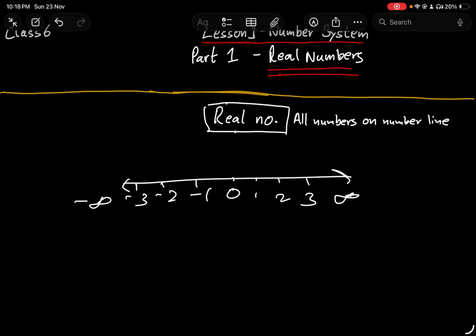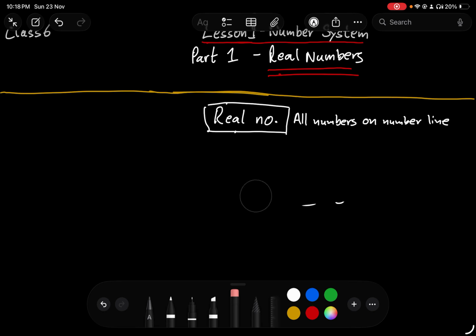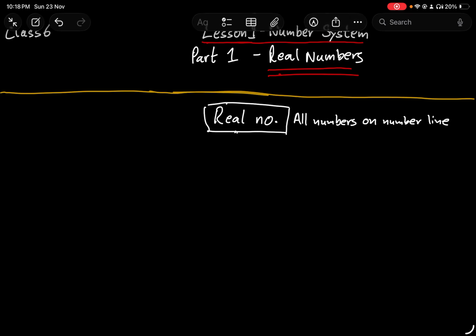So as you go to the left on the number line, the numbers decrease, and as you go to the right of the number line, the numbers increase. So surprisingly, for some people, minus 3 is less than minus 1, but 3 is greater than 1. So real numbers aren't just that simple. Real numbers also have quite a few parts.